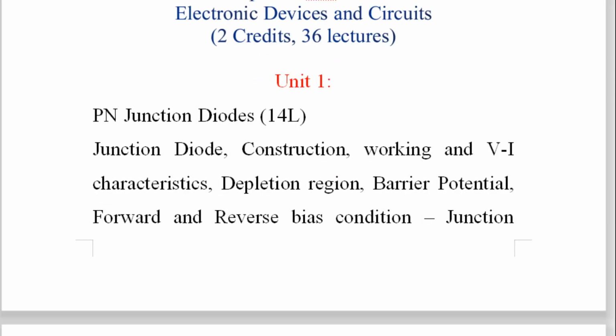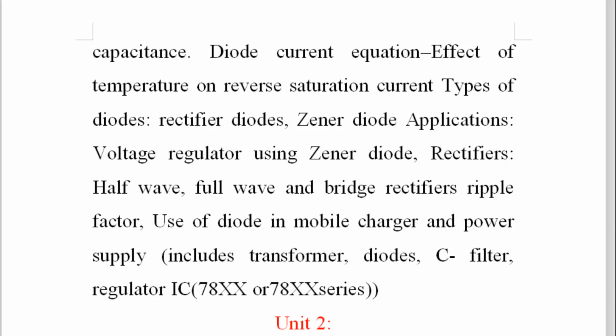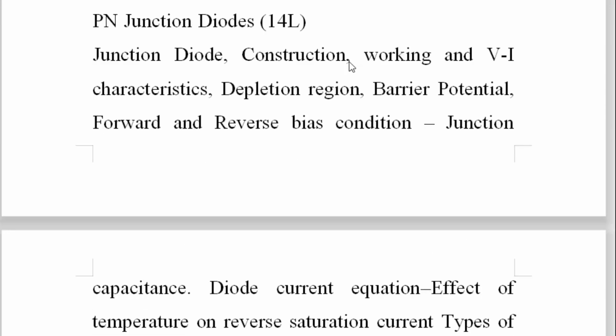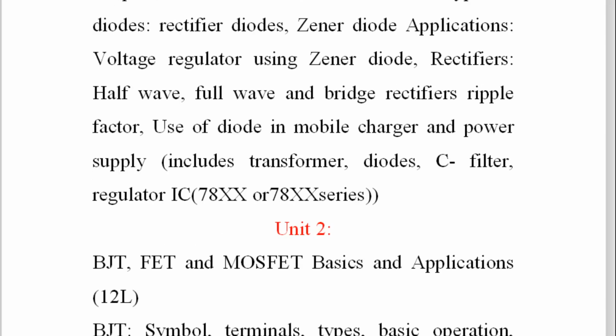In this course, unit number 1 is about the PN junction diode: working, IV characteristics, formation of depletion layer, formation of barrier potential, and forward and reverse bias conditions. As far as this chapter is concerned, the number of lectures allotted is 14, and we are going to cover it in 14 lectures.